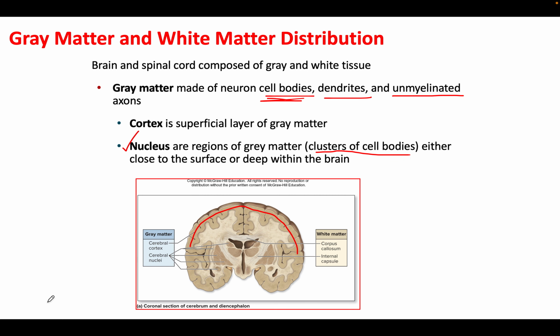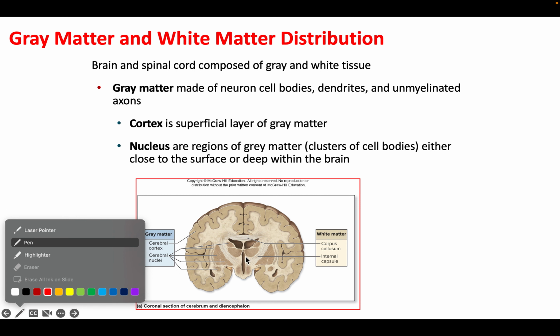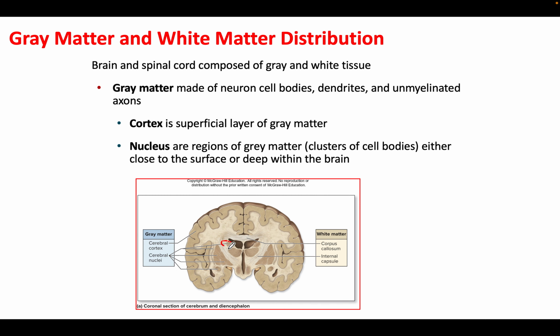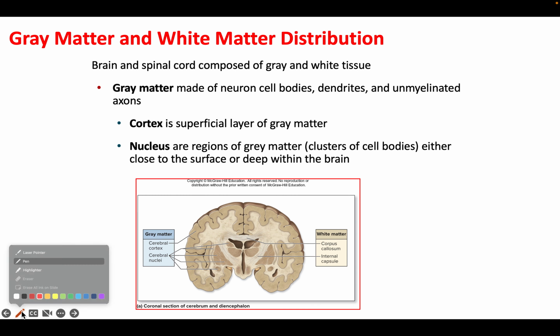So you can actually see a few nuclei right here. You can see a small one here. You can see a larger one right here. You can see another one right over in here, right? So these are nuclei. They're clusters of cell bodies, and they're in the brain here. So they're in the central nervous system, right? We'll see when we talk about the peripheral nervous system that there is a specific name or term given to clusters of cell bodies outside the central nervous system, and we'll talk about that whenever we get there.